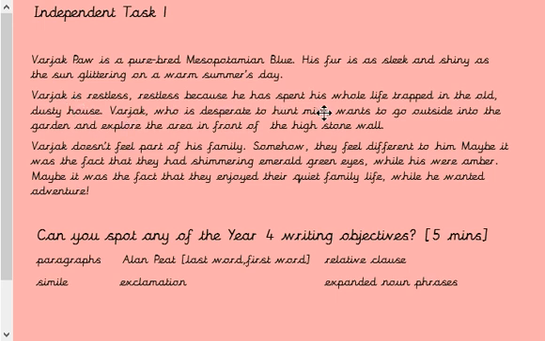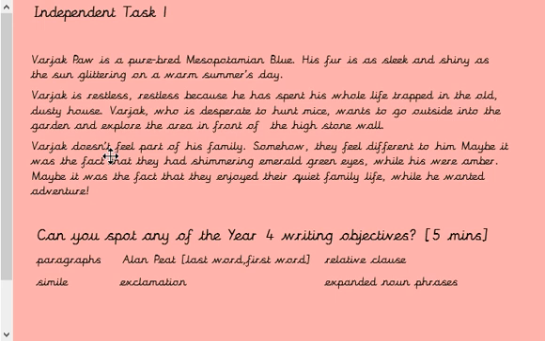Varjak, who is desperate to hunt mice, wants to go outside into the garden and explore the area in front of the high stone wall. Okay, so straight away we've got a relative clause. It's a drop-in clause. It adds information about the subject, Varjak, but if we were to take it away, the sentence would still make sense on its own. Okay, so it's an added phrase to the sentence. And at the bottom here again, high stone wall, we've got an expanded noun phrase.